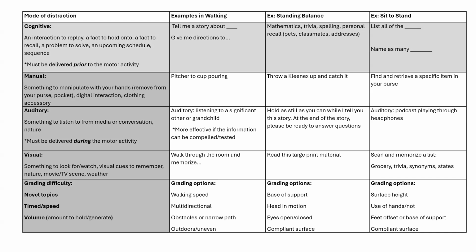Any of these could be combined into the other types of mobility. I'm just giving you examples for standing balance. You want to put the individual in a challenging standing balance position. Could be compliant surface, could be changing base of support, could be any number of things. But while they're doing that, a separate task, their preference: mathematics, trivia, spelling, personal recall, and that could be pets that they've owned, classmates, addresses, etc. Alternatively, they could be doing sit to stand, and they could list all of the WNBA teams or list as many species of trees. All right, let's move forward.